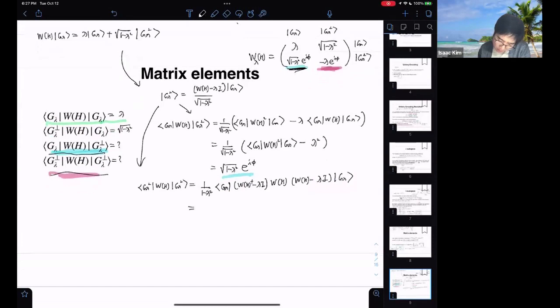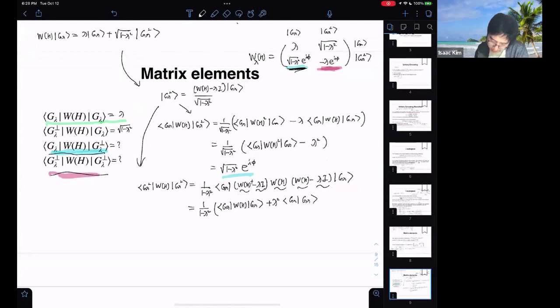And this is slightly more complicated, but it's still not too bad. So let's see. The first term is G lambda, WH dagger, WH, WH. So that's WH. And now I'm going to consider the lambda I term. So that's lambda square, G lambda, G lambda.